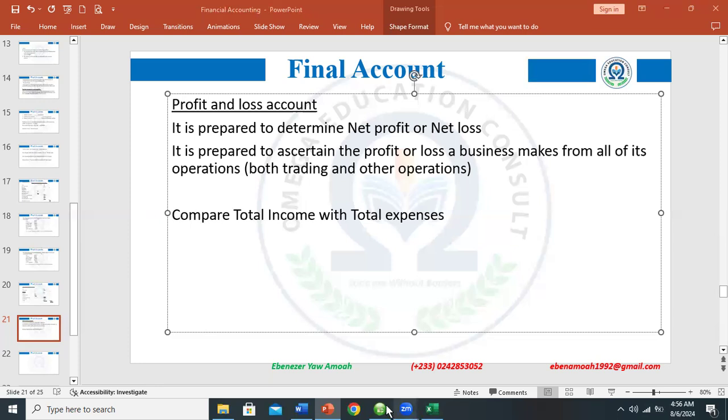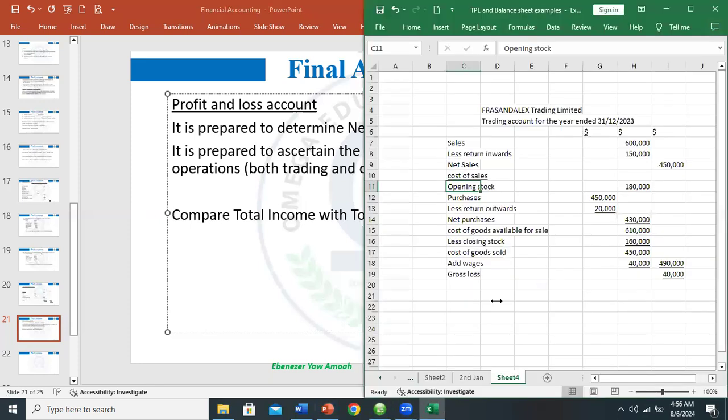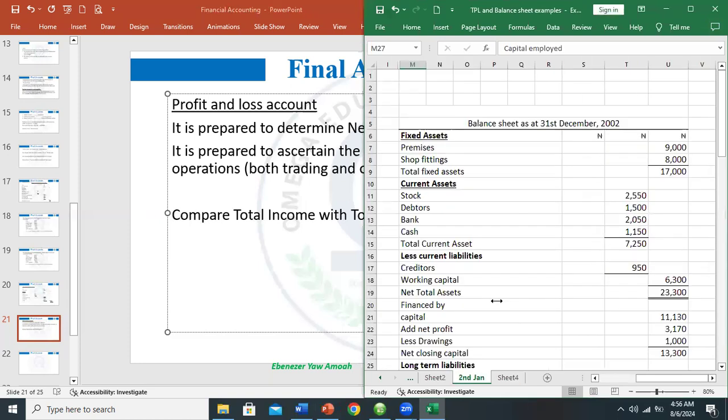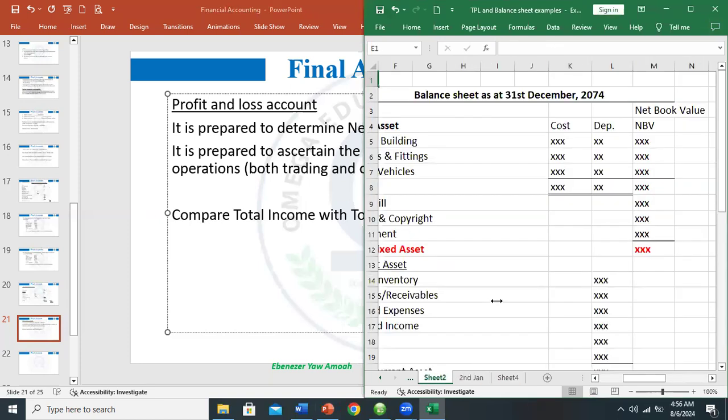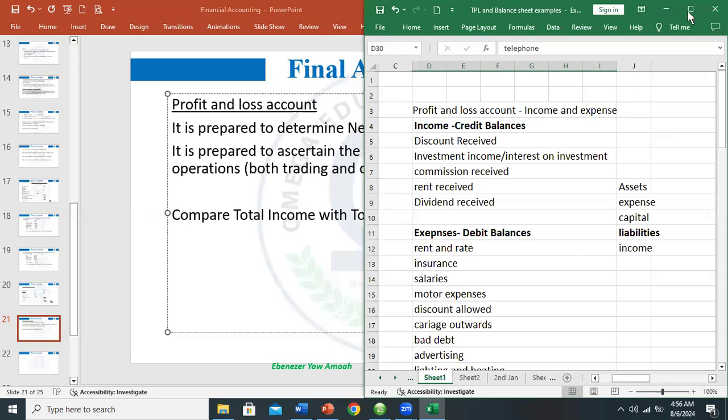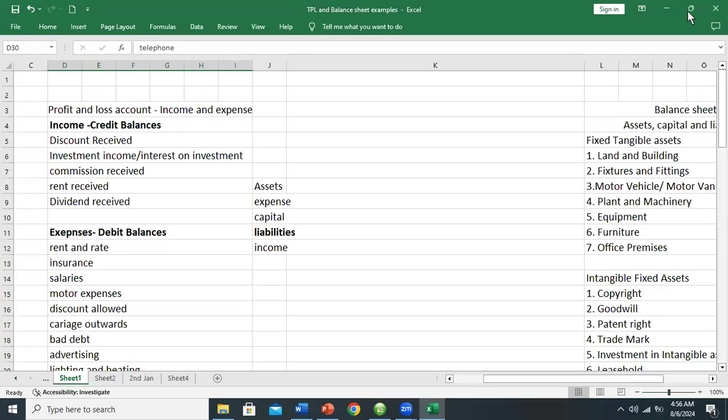Now, this is what I'm going to do for us. I'm going to put on the screen some of the expenses and income that we have to pay attention to when it comes to a sole trader.